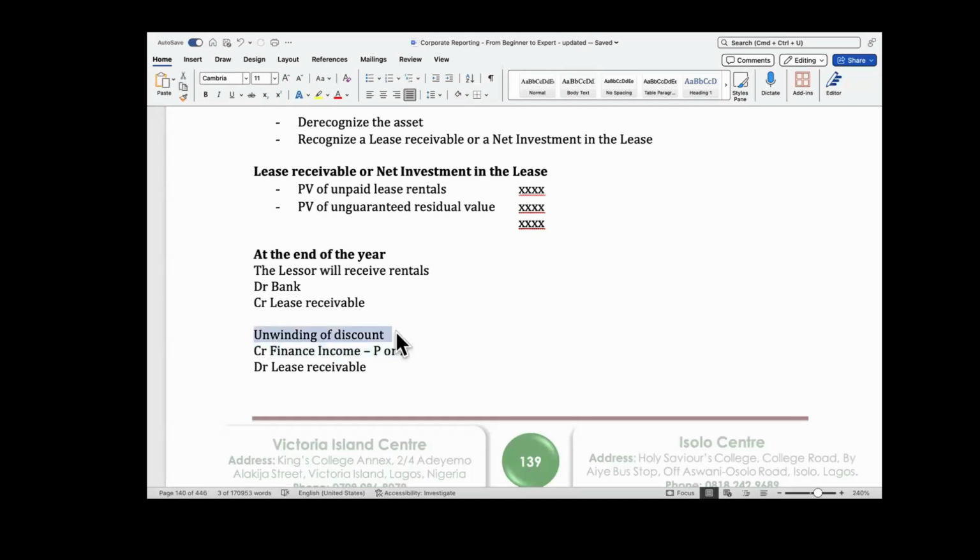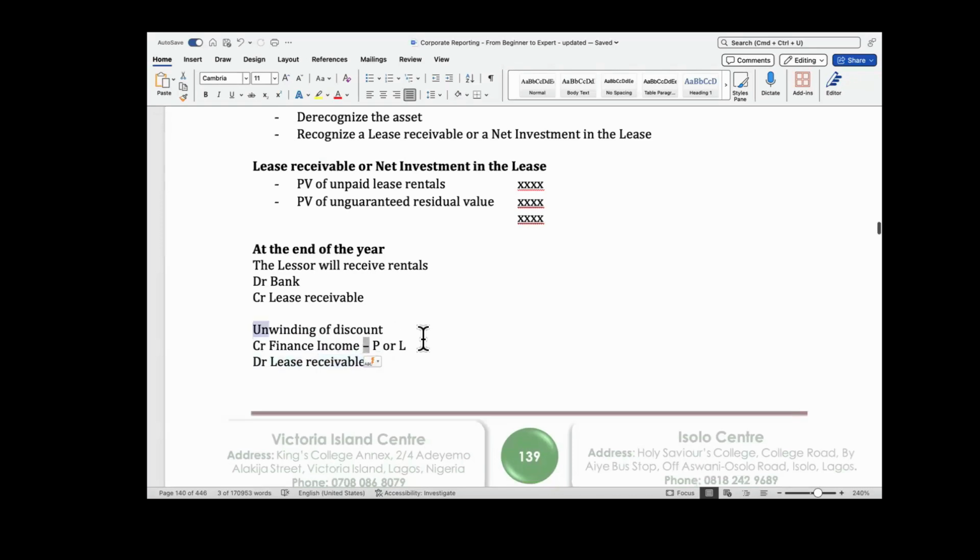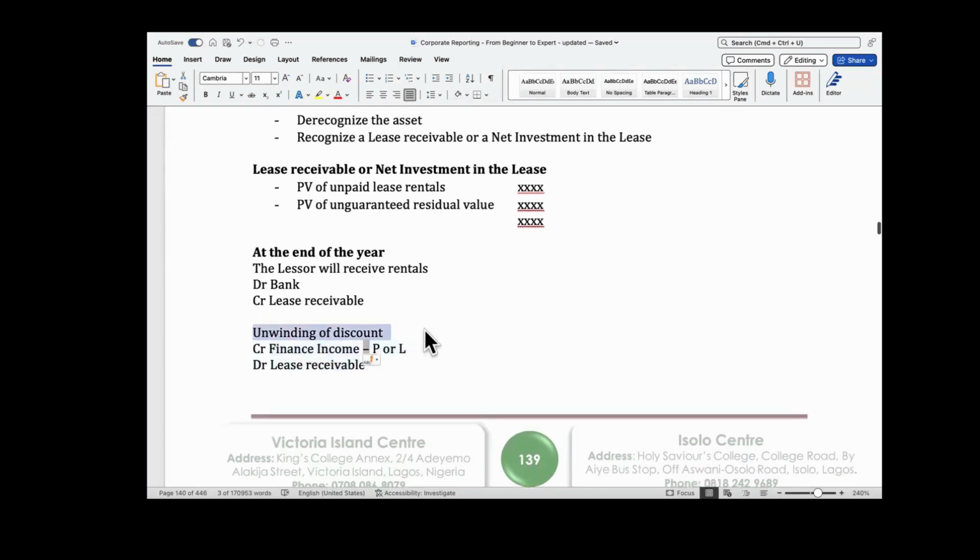We also did this in lease liability as well. So for lease receivable, you do that with finance income. So you credit the finance income to P&L, you debit lease receivable. So that's the whole idea of unwinding. So in accounting, anytime we do present value, you unwind the discount every time. Every time. So Pascal, did I answer that? Well, that's that.